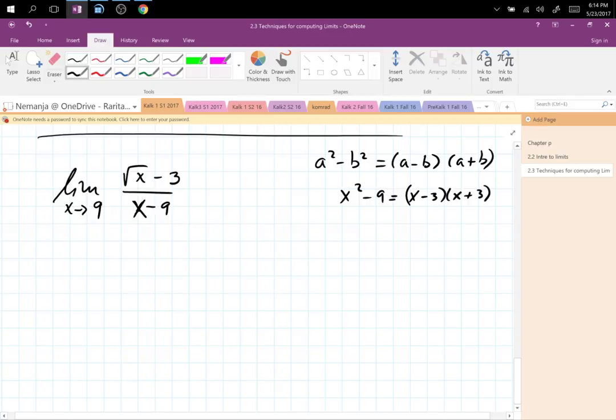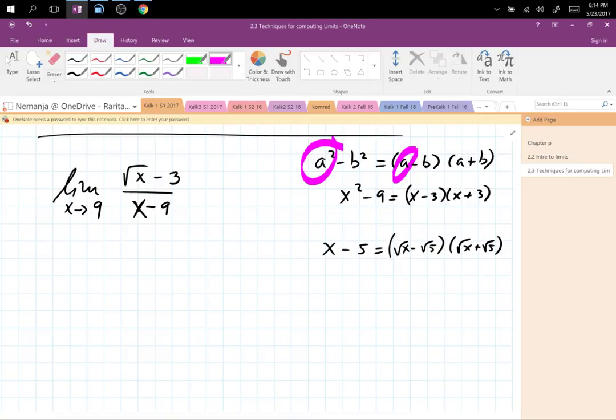The truth is that you can factor anything under the sun. If you have x minus 5, it is going to factor as root x minus root 5, root x plus root 5, because of the formula above. You have to agree that this is a squared and this is a, which is the square root of a squared. So if it's not a perfectly rootable number, you can still leave it as a root.